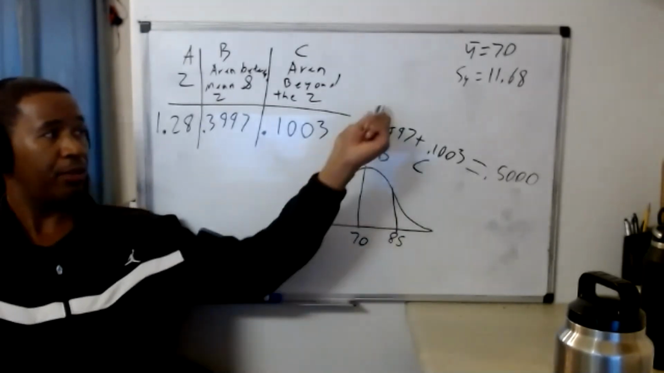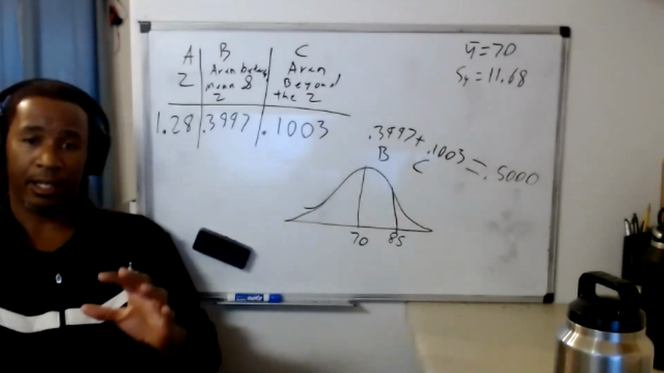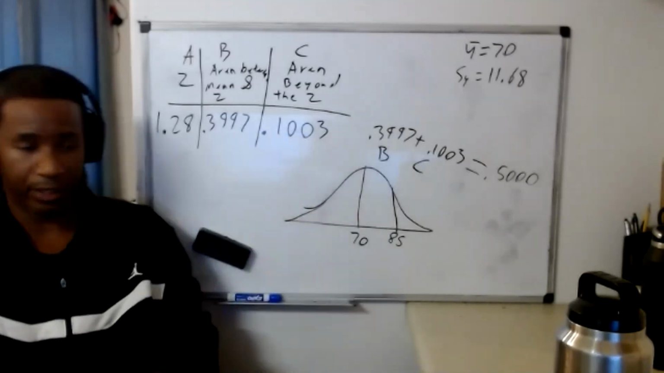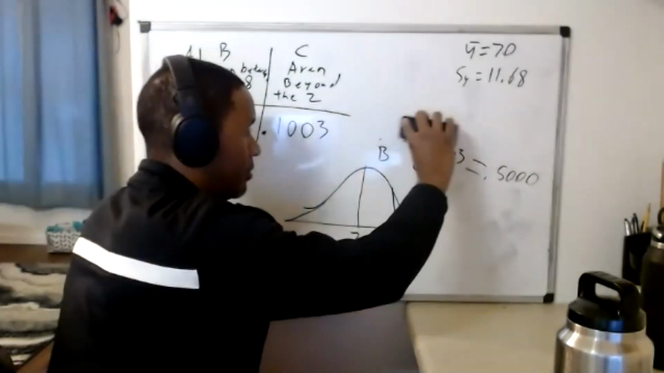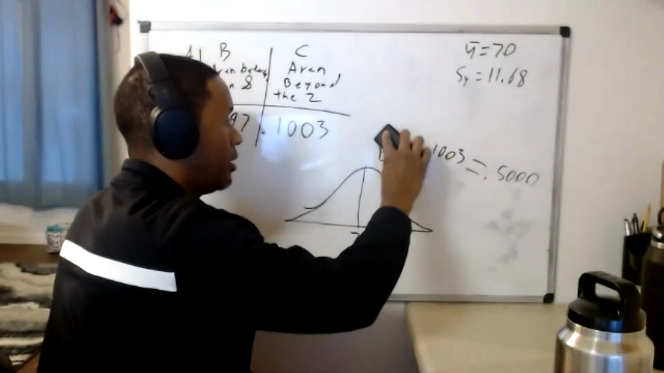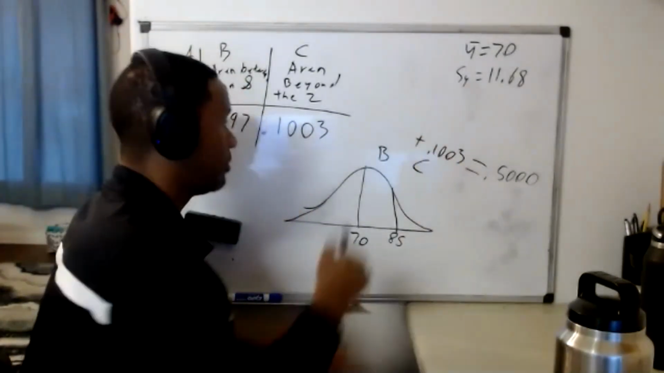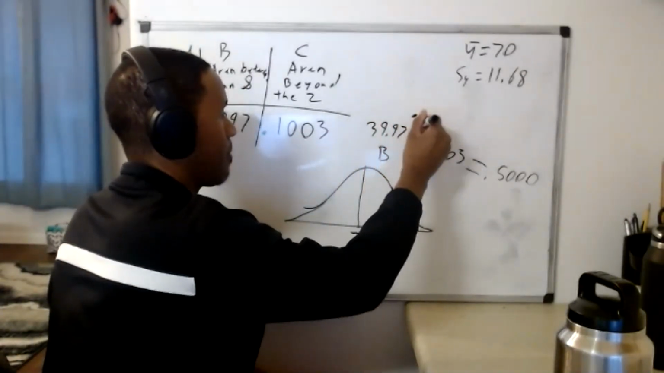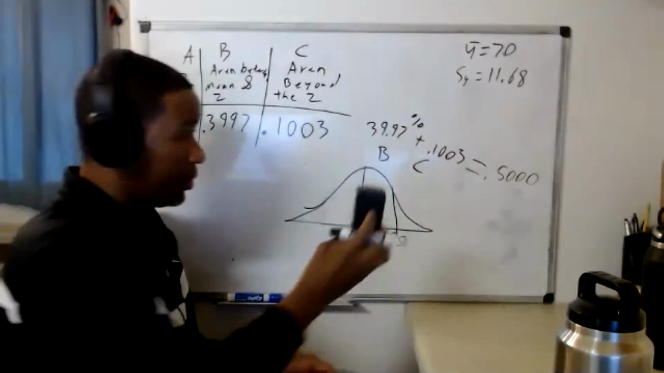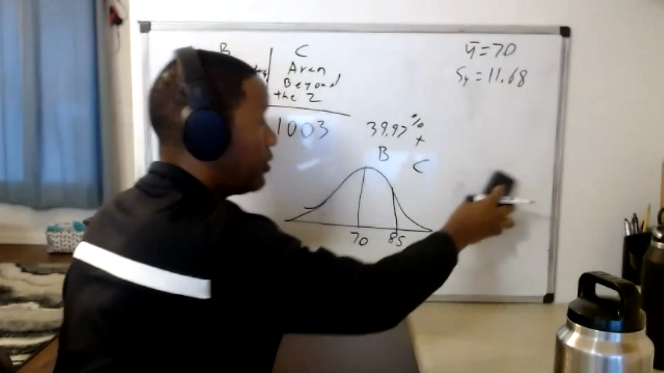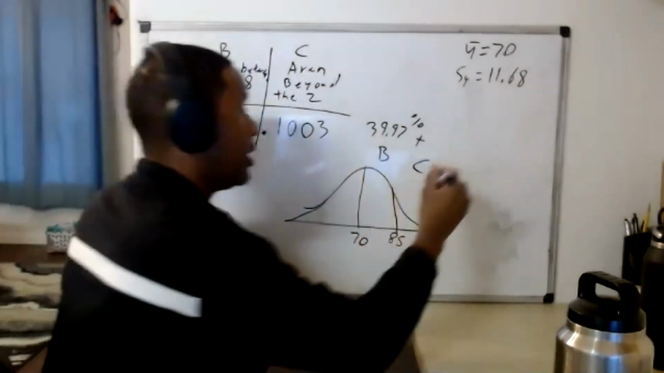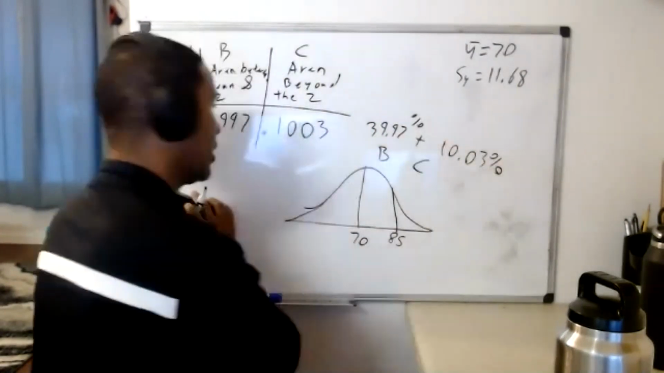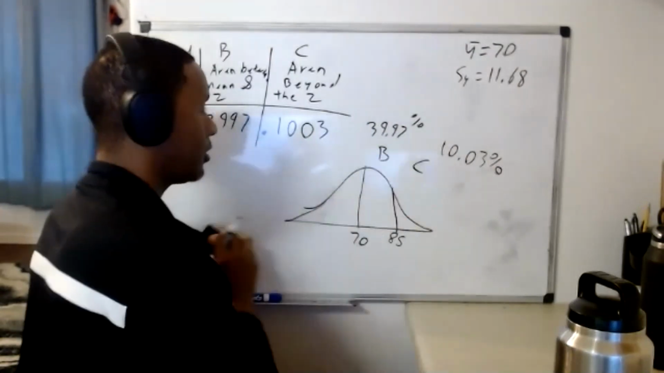So if we take 0.3997 and multiply it by 100, I'm going to get rid of these proportions and convert them to percentages. 0.3997 in percentage terms is 39.97%. And then obviously 0.1003, you would also multiply by 100, and that gives you 10.03%.